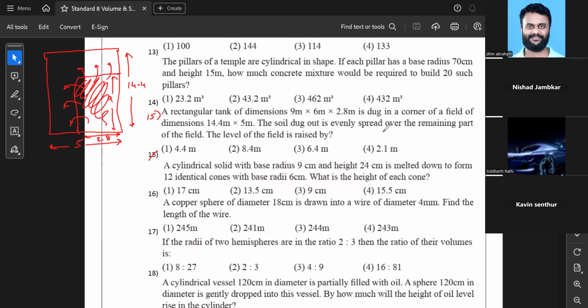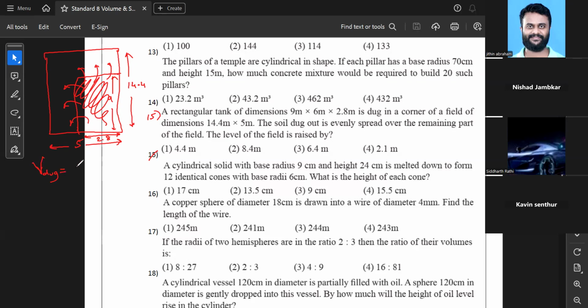Now the soil dug is evenly spread out all over the remaining part of the field. So it has been spread evenly over the remaining part. Now the level of the field is raised by how much? How do we calculate this? First of all, we will calculate how much volume of soil they have dug out. They have taken something from inside, which means we have to calculate volume. So volume of soil dug out.